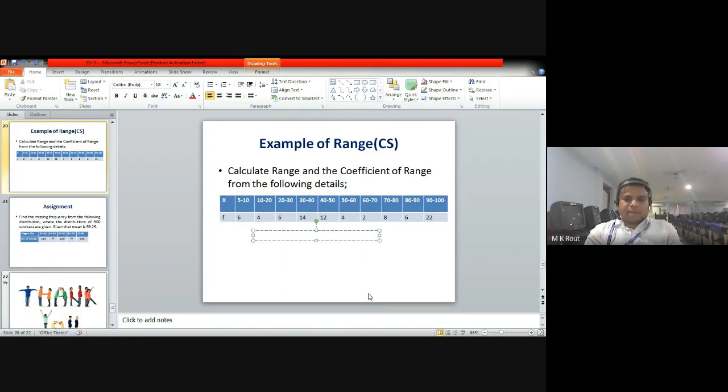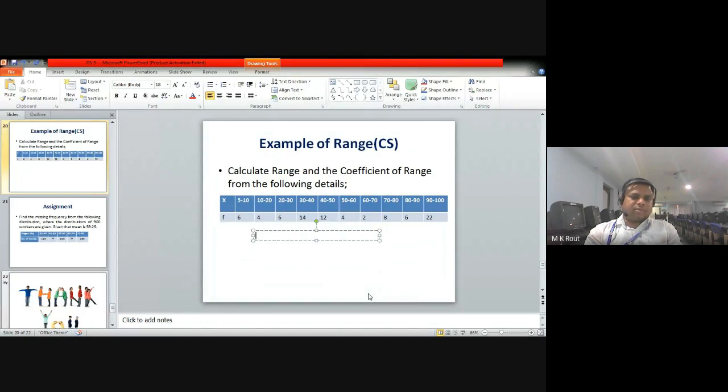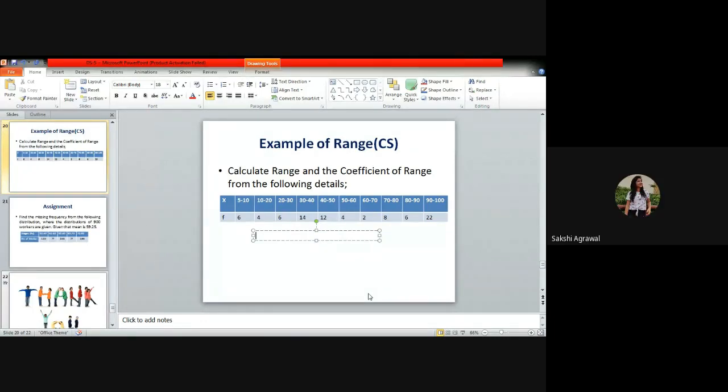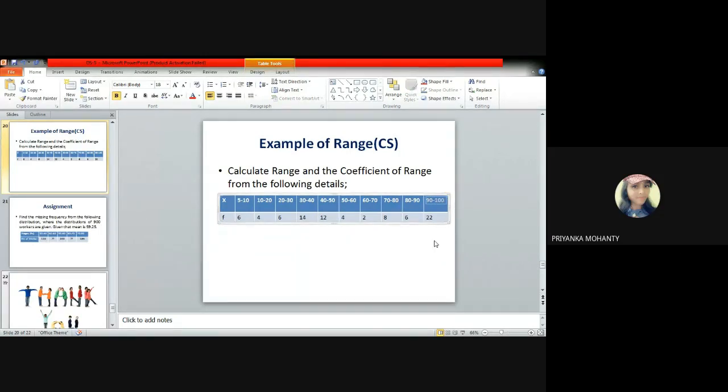You are not supposed to. Already that value is given, 100. There is no need for calculation of range or applying any kind of previous method. Here the maximum value given is 100. And the lowest value is given? 5. Is it clear to all?